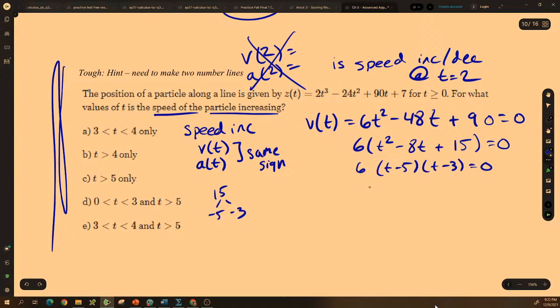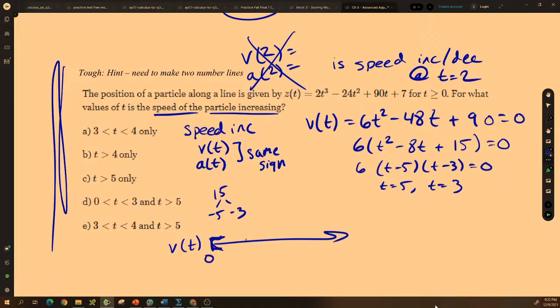So you get t is 5 and t is 3. So I'm going to make a number line for v of t, and I can put an endpoint here at 0 because it says for t is greater than 0. So I'm going to put in 3, and I'm going to put in 5. And when I make my number line, if I plug in like 0 or 1, we get positive.